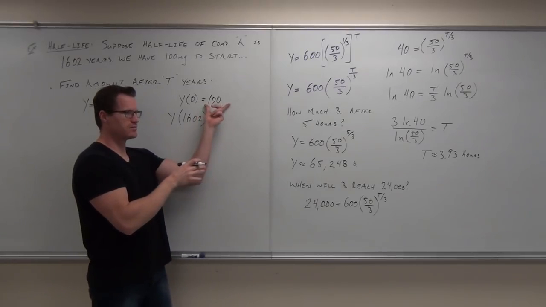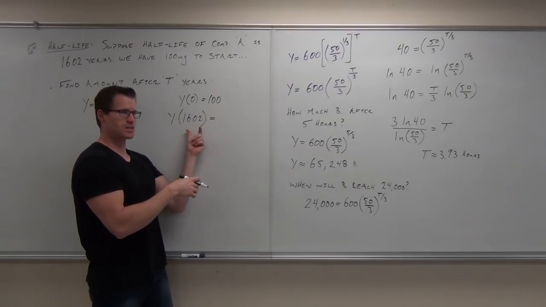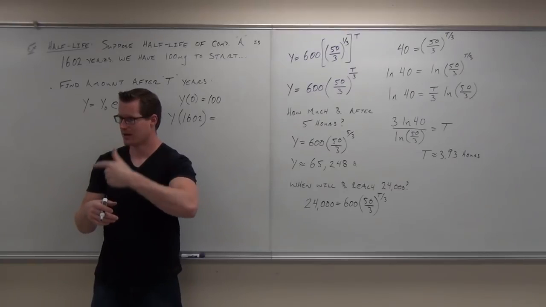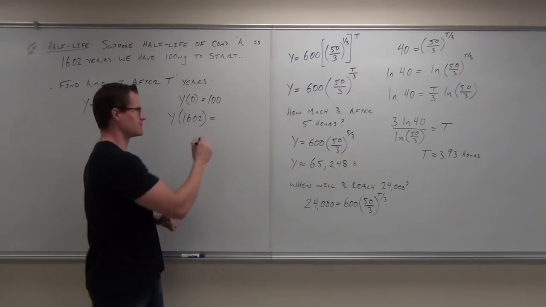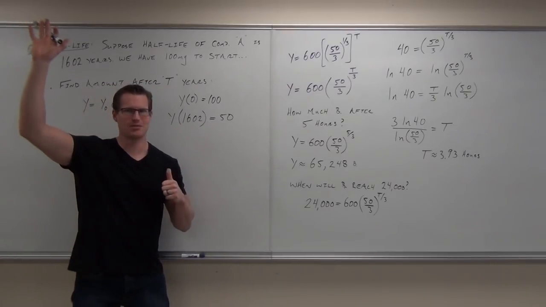If we start with 100 milligrams at year 0, let's give it 1602 years. That's what half-life means. It means you have half of it left. How much is going to be left? 50 milligrams. If you get this, you're going to get the rest of this. Show of hands if you get that one.